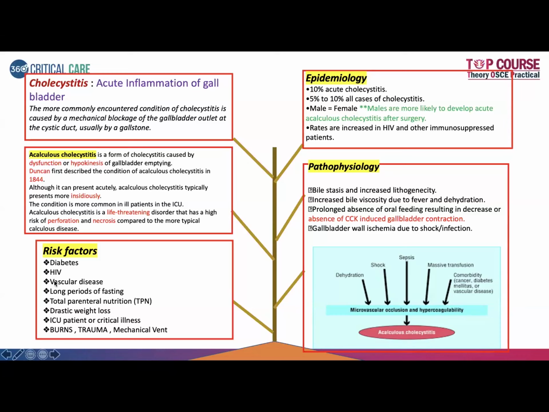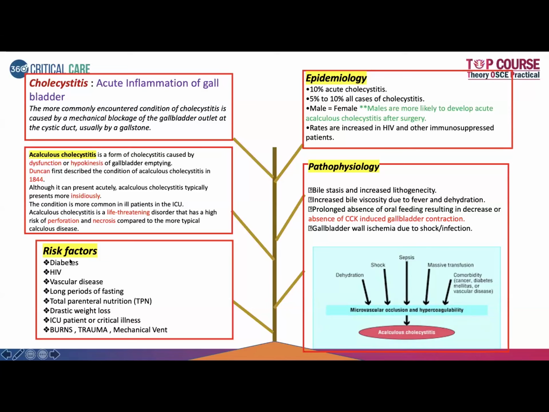So we can look into all of these precipitating factors: dehydration, shock, sepsis. All these conditions will lead to a kind of ischemia, or decreased blood supply to the gallbladder wall. Also, absence of prolonged oral feeding can result in absence of cholecystokinin-induced gallbladder contraction. So this is the main mechanism. And thereby there is microvascular occlusion in the blood vessels supplying the gallbladder and hypercoagulability. Microthrombus can occur. So that is the main mechanism or pathophysiology.